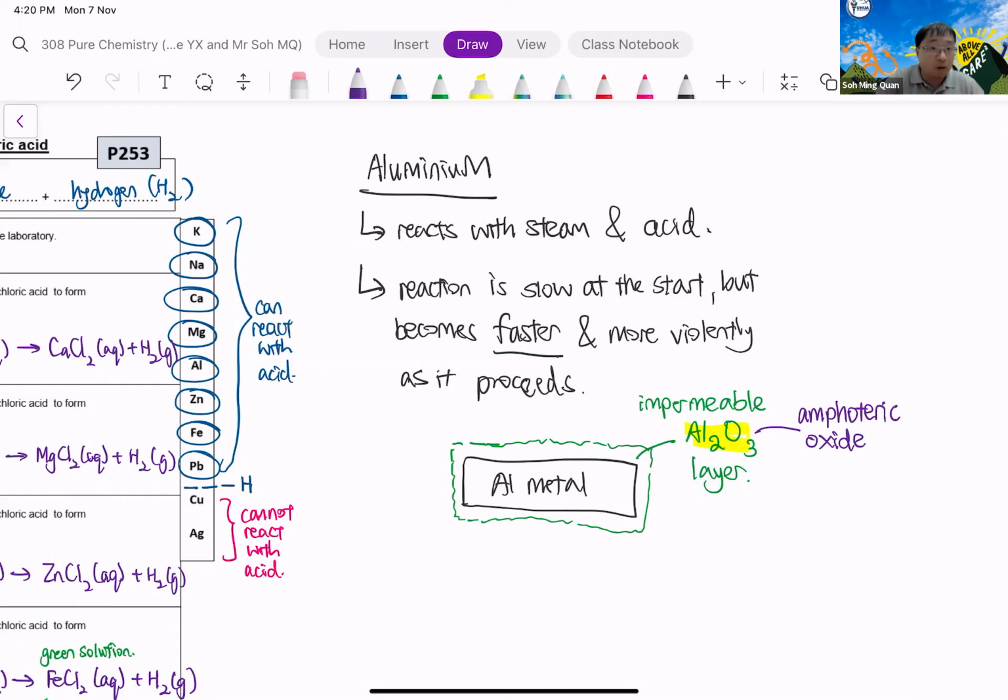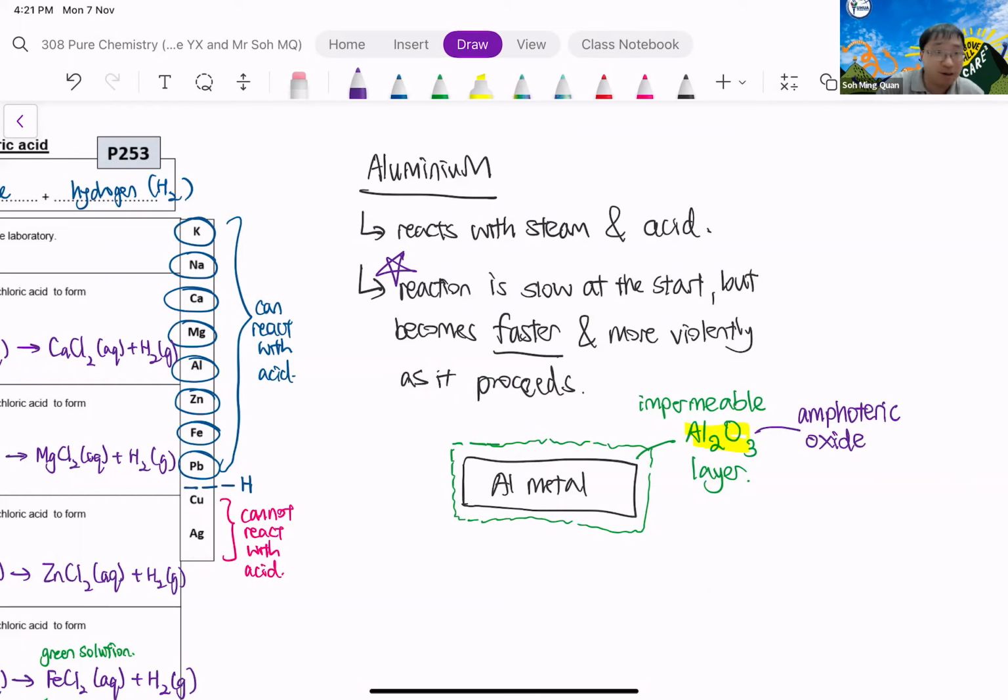After the oxide has reacted away, you are left with the metal. Now the metal can react readily with HCl. Because now the oxide layer has been removed, the metal is exposed. If the metal is exposed, it can react with the acid. And that's the reason why it's slow to start, but becomes faster and more violent to produce more hydrogen gas as it proceeds. So this is a trademark of aluminium. Whenever you read such a statement, you know that the metal is aluminium.